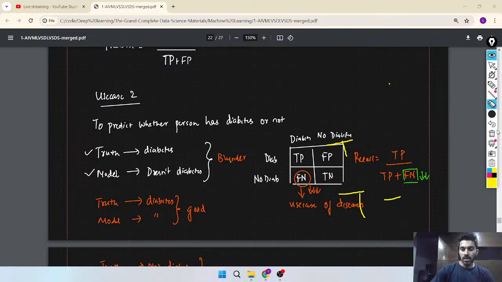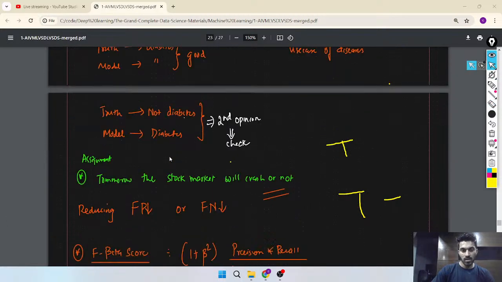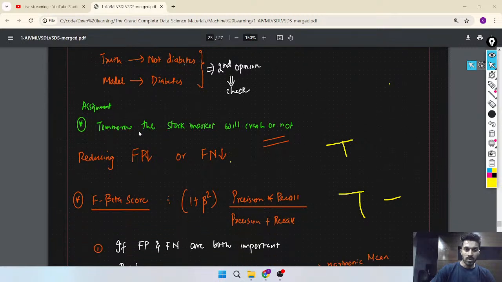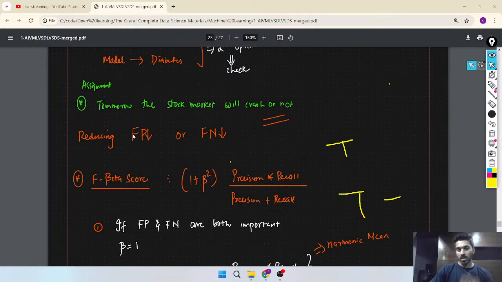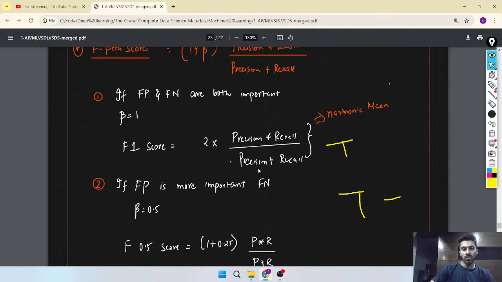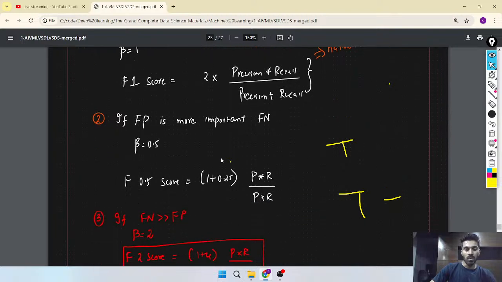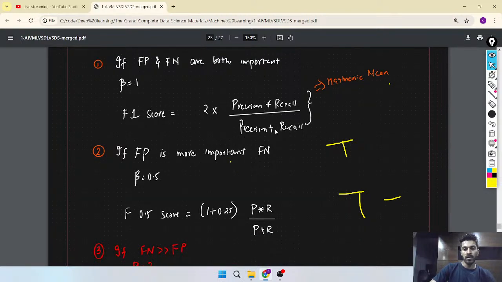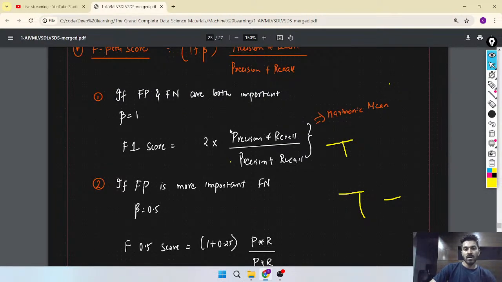Okay guys, now let's continue our discussion. Truth, diabetes, I've already said. Now coming to the F-beta score. The F-beta score formula is (1 plus beta squared) times precision into recall upon precision plus recall. If you apply beta equal to 1, you get the harmonic mean of precision and recall: twice of precision into recall upon precision plus recall. So here you are giving equal weightage to precision and equal weightage to recall.